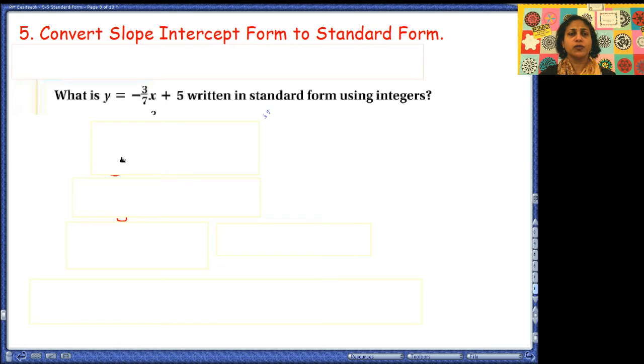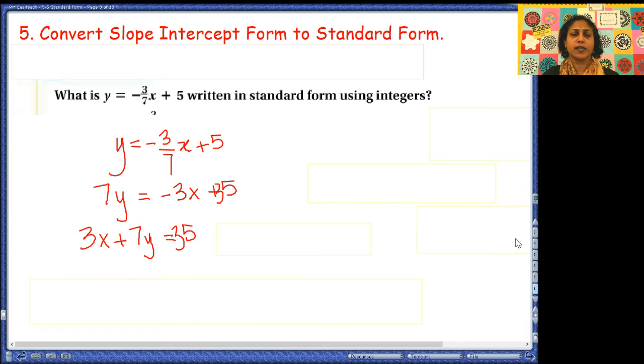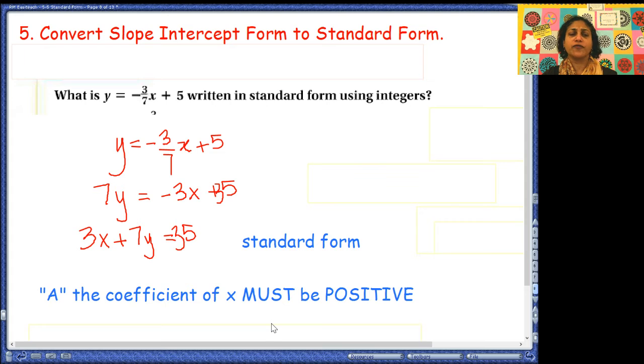So we're going to start off with the original equation. I am going to remove the denominator by multiplying the entire equation by 7, and then I'm going to add 3x to both sides, and that is now in standard form. You have to make sure that A, the coefficient of x, is positive.